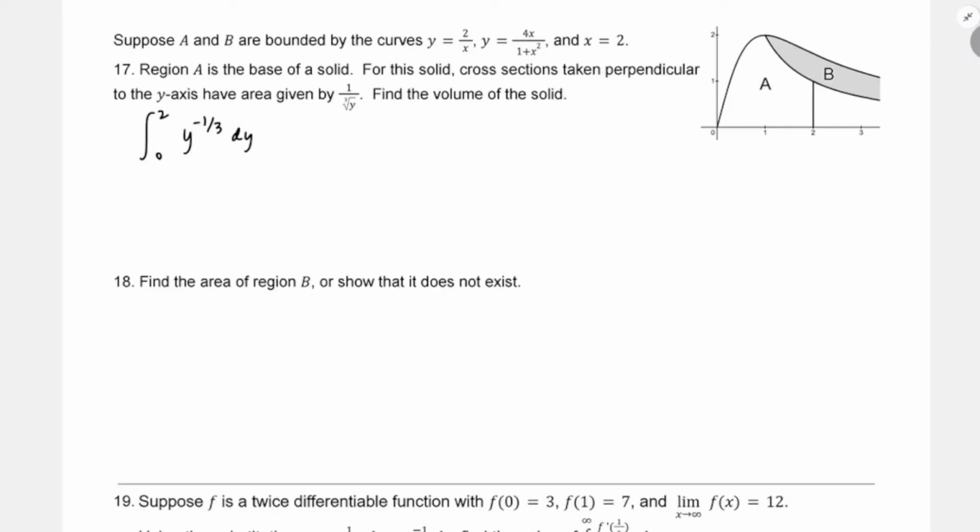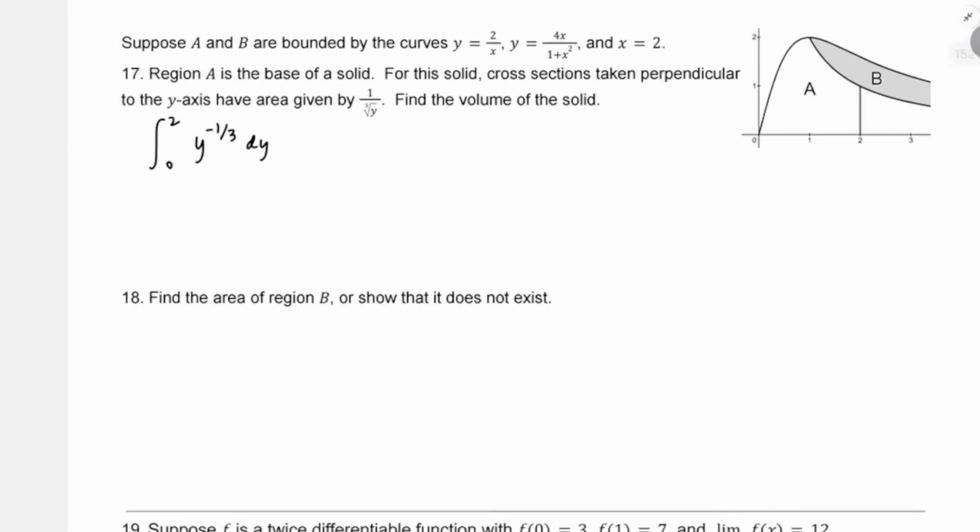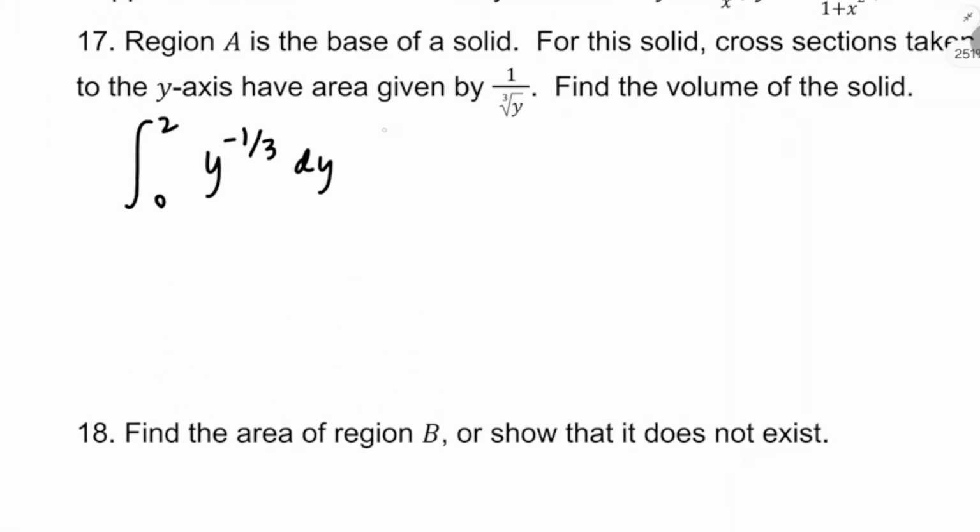I think the ones that you're expected to recognize as improper are the ones that are obviously going to infinity or unbounded or whatever. But this one is improper, so I'm going to rewrite it as a limit. And for a homework, I think that's no big deal. So integral, not from 0 to 2, but from a to 2.